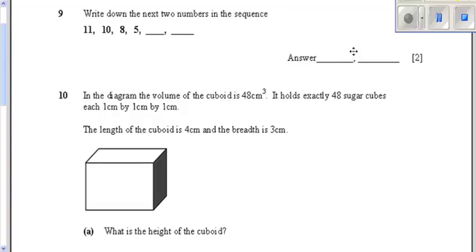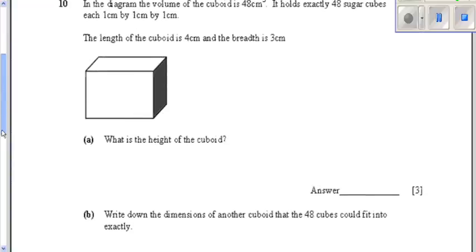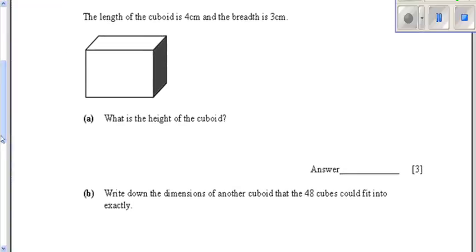Okay, so here's question 9. If you'd like to stop the video and have a go at that. And question 10. And I'll scroll down, there's 10a and 10b. So stop the video, have a go at them, and we'll go through them in a moment.